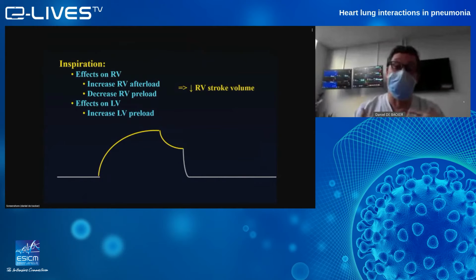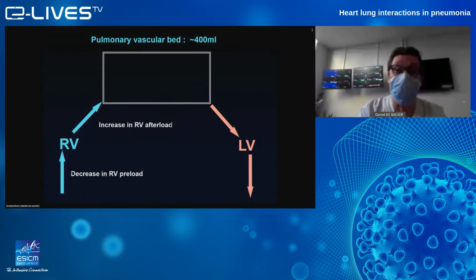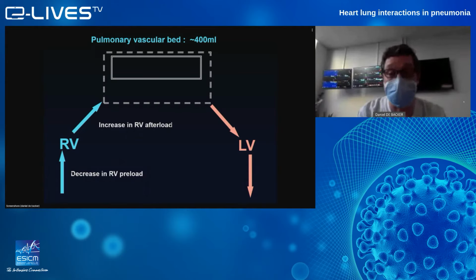There is also an effect on the left ventricle, and there is an increase in the left ventricular preload. Why is there an increase in the left ventricular preload? Because there is some squeezing of the pulmonary vessels during ventilation. Indeed, the pulmonary vascular bed is estimated in normal conditions at around 400 milliliters. How much it is affected by disease is not well known, but what we can indeed see is that during inspiration, there will be compression of this pulmonary vascular bed, and this amount of blood will be squeezed to the left ventricle, increasing the preload of the left ventricle at exactly the same time.